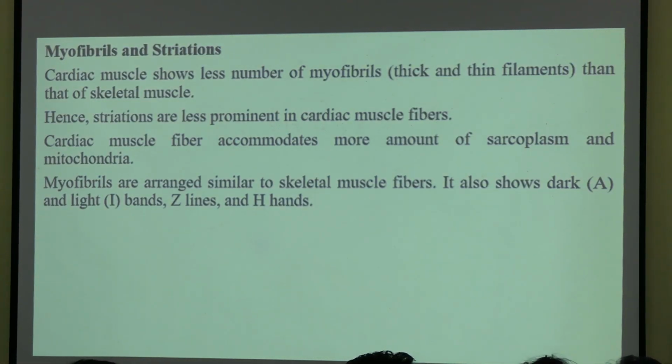Now the striations, as I said, are also present. The myofibrils are there, and the striations are not that prominent as compared to the skeletal muscle. Cardiac muscle fiber accommodates more sarcoplasm and mitochondria. The light bands and dark bands are the same as compared to the skeletal muscle fibers. All those things are present.